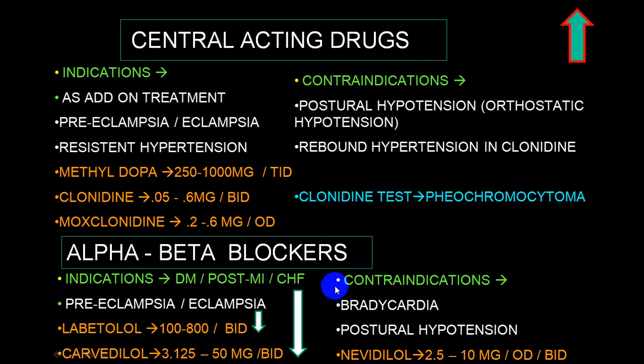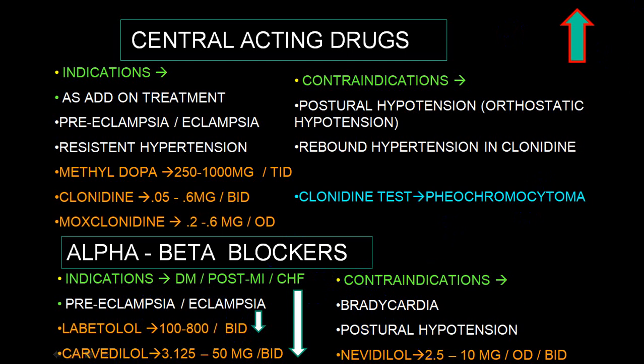There are alpha beta blockers. The most common alpha beta blocker we utilize is labetalol, and it is utilized in preeclampsia and eclampsia. Maximum dose is 800 milligram, and you can split that dose into BID doses. The contraindications are only bradycardia and postural hypotension, which are not very common.